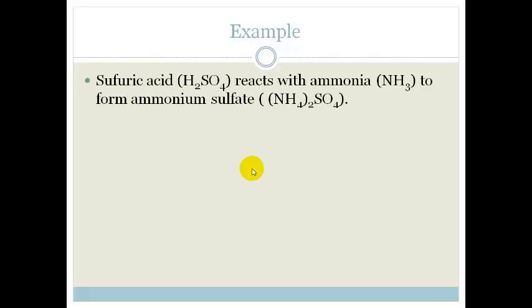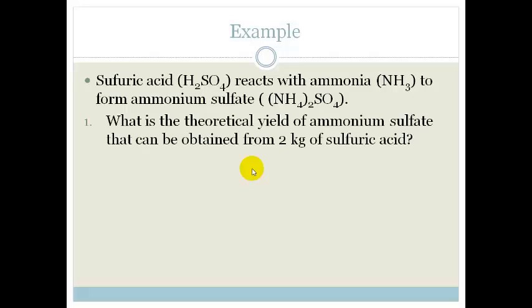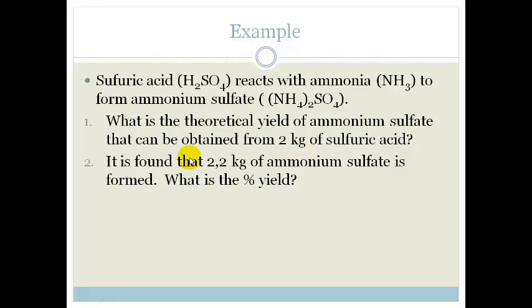Sulfuric acid, which is H2SO4, reacts with ammonia to form ammonium sulfate. They give us all the formulas, so life is good. It says, what is the theoretical yield of ammonium sulfate that can be obtained from 2 kilograms of sulfuric acid? So they want to know how much ammonium sulfate we will get if we have 2 kilograms of sulfuric acid. Then they said they found that 2.2 kilograms of ammonium sulfate was formed.